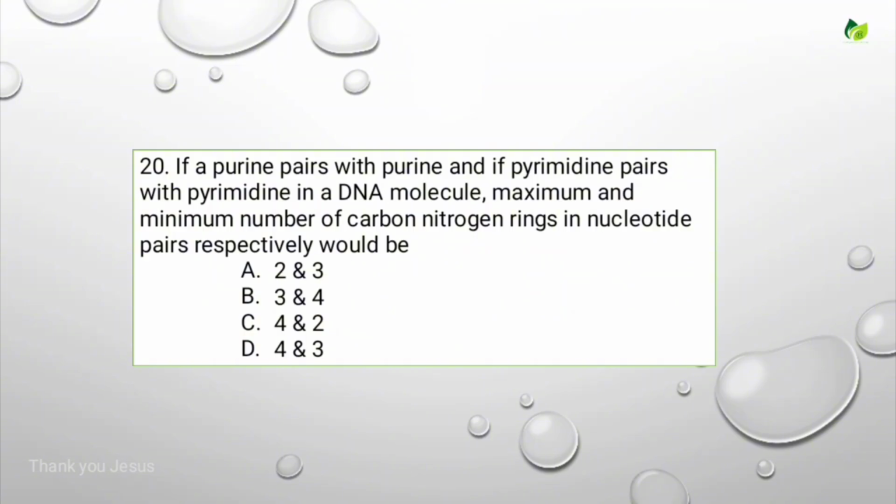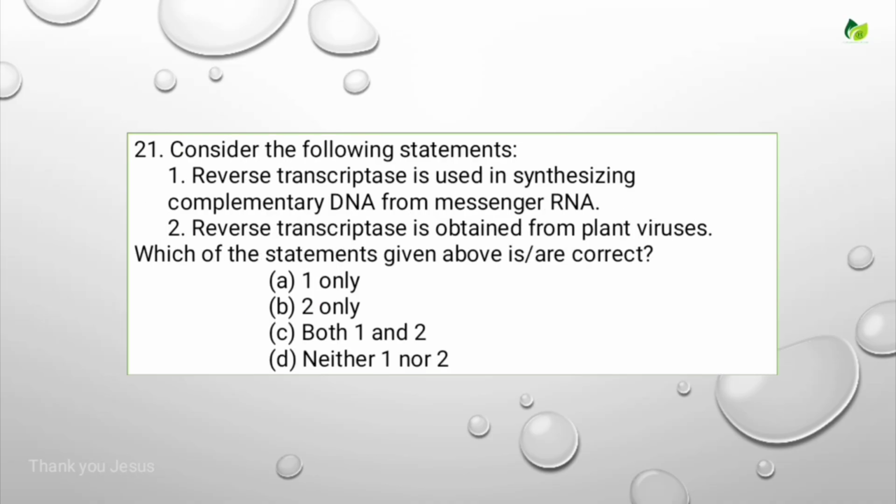If a purine pairs with purine and a pyrimidine pairs with pyrimidine in a DNA molecule, the maximum and minimum number of carbon nitrogen rings in nucleotide pairs respectively would be. Options are 2 and 3, 3 and 4, 4 and 2, 4 and 3. For this, the correct answer is 4 and 2. Let's see the next question.